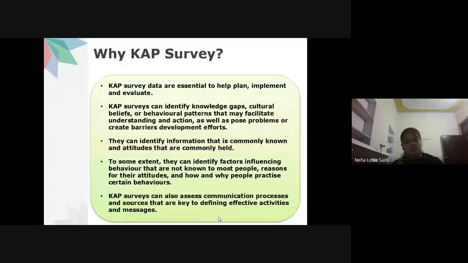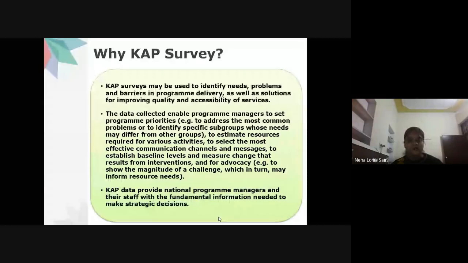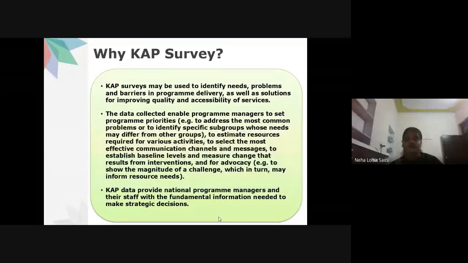Okay, then KAP surveys can also assess communication processes and sources that are key to defining effective activities and messages. So through your data you can also develop some kind of intervention or modules which will help you to define your objective and convey your activities and messages properly to the population, to the target of your study. Further, KAP surveys may also be used to identify the needs, problems, and barriers in program delivery, as well as solutions for improving quality and accessibility of services.